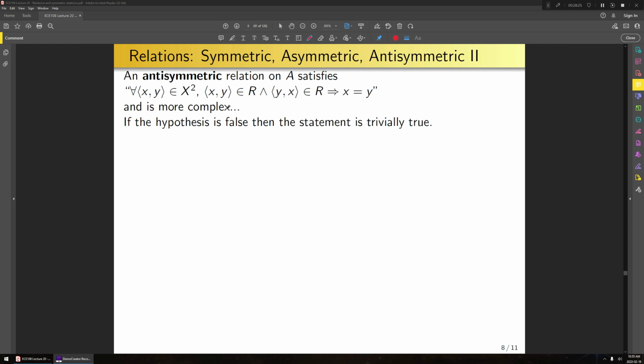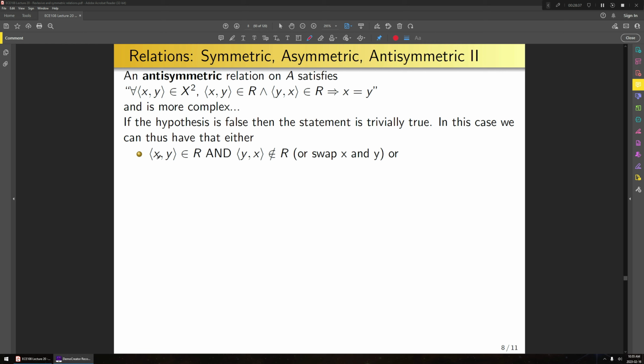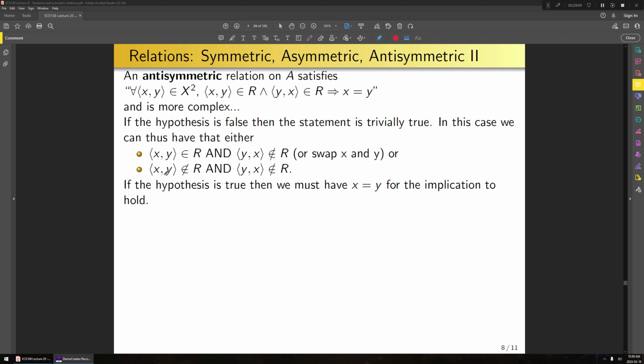Well, if the hypothesis is false, then the statement is trivially true, right? So now in this case, let's consider what could happen. One, we could either have that this is an R and this thing's not an R, or swap the X's and Y's. Or the other option is that both of these aren't in R. So this gives us two cases where this would be true: one is true and the other one's false, or they're both false. Both of those are possible options. And if the hypothesis is true, if they're both related to each other, then X has to equal Y.